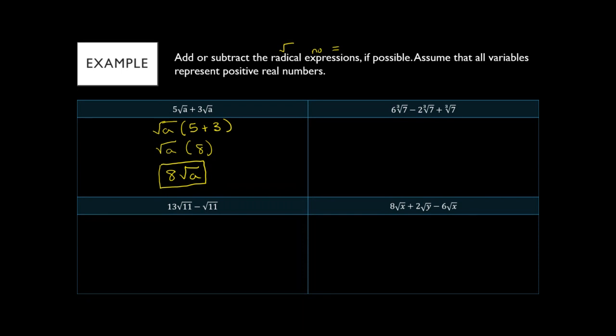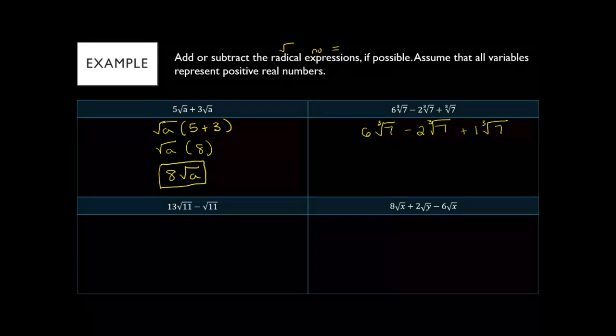So if we look at the example on the right, we've got 6, and then this is times the cubed root of 7. So that's not 6 to the third power, that's part of the radical, minus 2 times the cubed root of 7, and then plus the cubed root of 7. So if there's no number in front, you can treat that as a 1. So this is 6 times the cubed root of 7 minus 2 times the cubed root of 7, and then you can write a 1 here, plus 1 times the cubed root of 7.